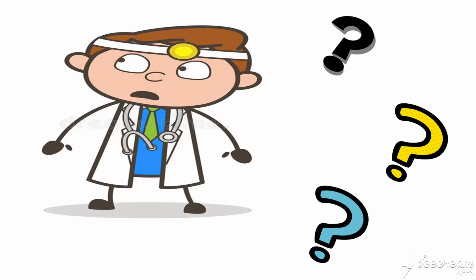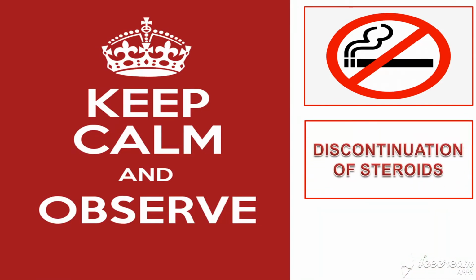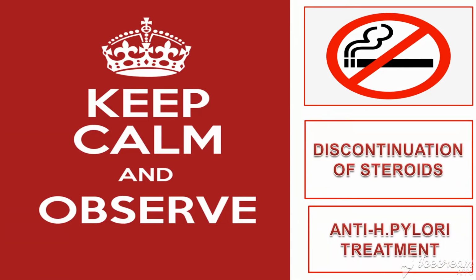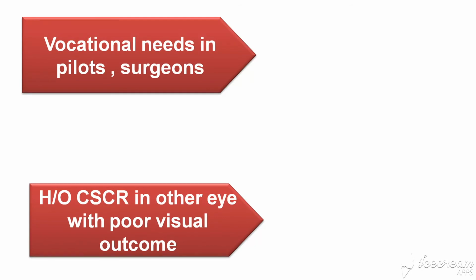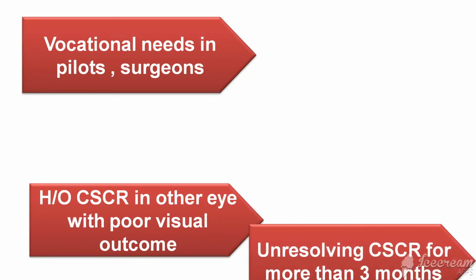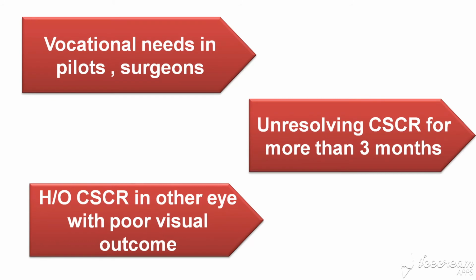How are we going to treat these patients? Keep calm and observe. Observation is considered to be the most standard treatment in acute CSCR. In addition, smoking should be stopped, steroids should be discontinued, and in patients suffering from H. pylori infection, antibacterial therapy should be started. Though observation is a standard treatment, in patients where there are vocational needs like pilots or surgeons, when there is a history of CSCR in the other eye with poor visual outcome, and unresolving CSCR for more than 3 months, we need to opt for active treatment.